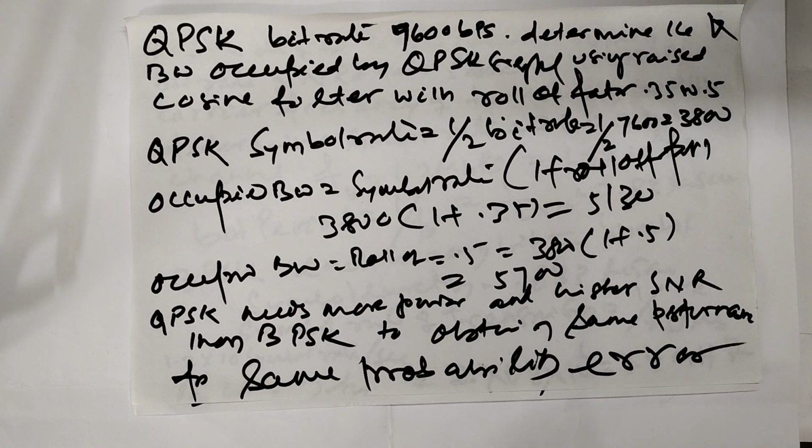In QPSK, the bit rate is 7600 bps. Determine the bandwidth occupied by the QPSK signal using a raised cosine filter with roll-off factor 0.35 and 0.5. QPSK symbol rate is half the bit rate, half of 7600 is 3800. Occupied bandwidth is symbol rate into (1 + roll-off factor), that is 3800 into (1 + 0.35), which is 5130. With roll-off factor 0.5, the occupied bandwidth is 5700.